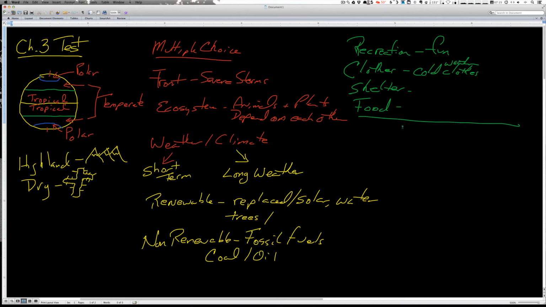Okay, let's see. We also need to make sure that you understand how altitude, latitude, bodies of water, and storms affect weather and climate. So we're going to give you some examples, and you've got to decide. Remember, altitude means how high you are up a mountain. And the big thing to remember with altitude is that temperature drops as you go up a mountain. The higher you go up the mountain, the lower the temperature.